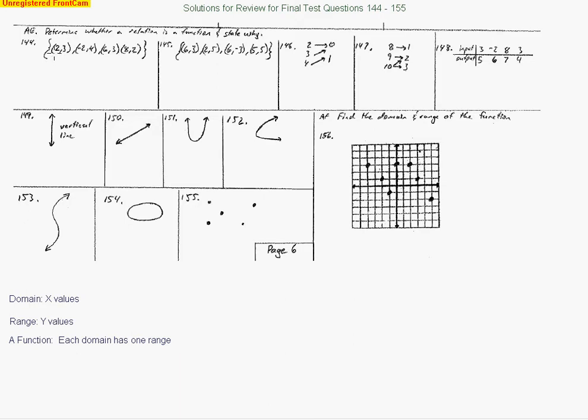So I look at this domain here, 2, -2, 6, and 8. They all are different domains. So that means each domain has one range. Each domain has one range, and therefore, and here's my little symbol for therefore, a function. So it is a function in this case.